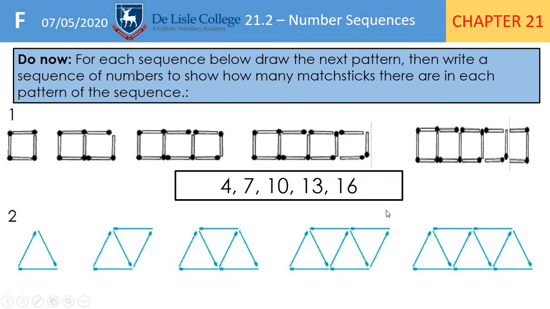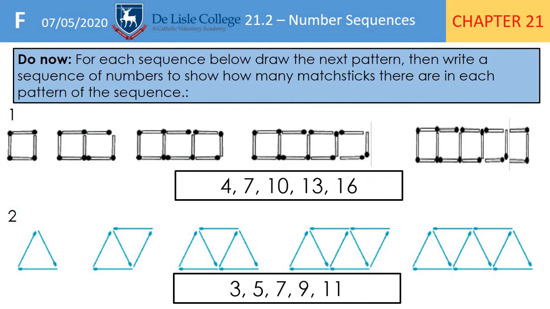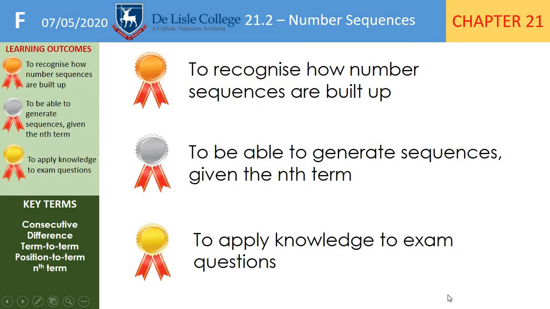And then if we write a sequence of numbers to represent how the number of matchsticks changes, we should have 3, 5, 7, 9, 11, which makes sense because we start with 3 here, and as we've already said, we just add an extra 2 matchsticks each time, so we're adding 2 each time here. Brilliant. Okay, the reason we've started with that is because our new chapter is all to do with sequences.